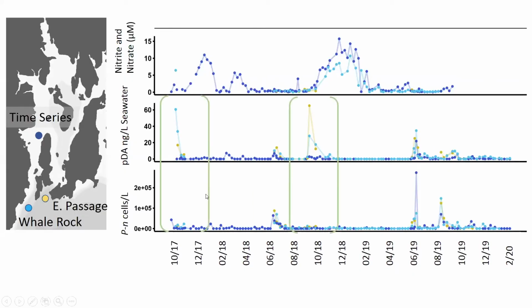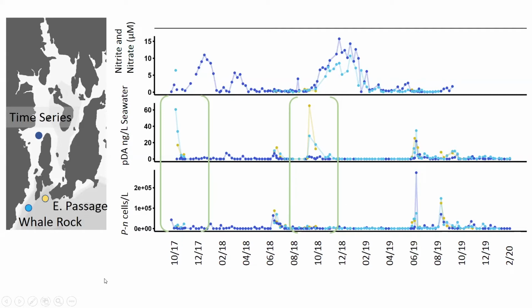We also see fall seasonality. So we have September, October of 17, September, October of 18, and September, October of 19. We see not the same peak in cells, but we do see these high spikes in domoic acid. We don't quite see the same in 2019, but there still is an increase for sure.